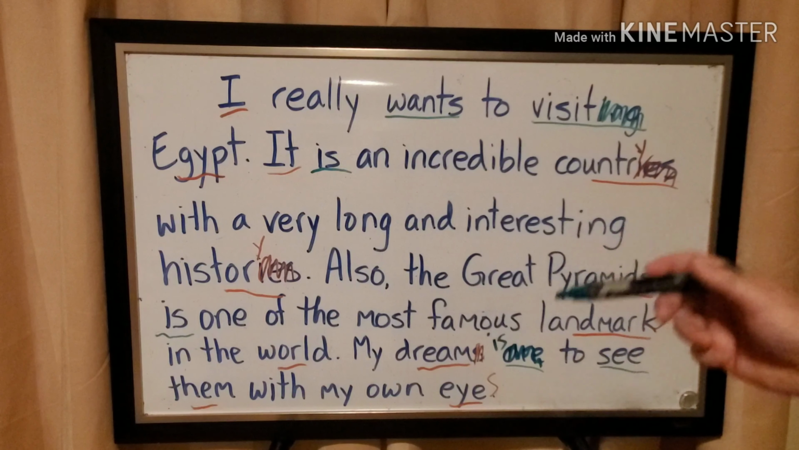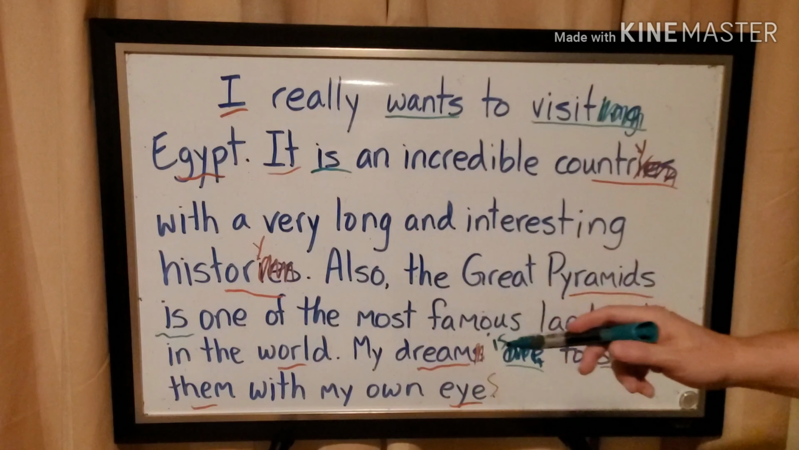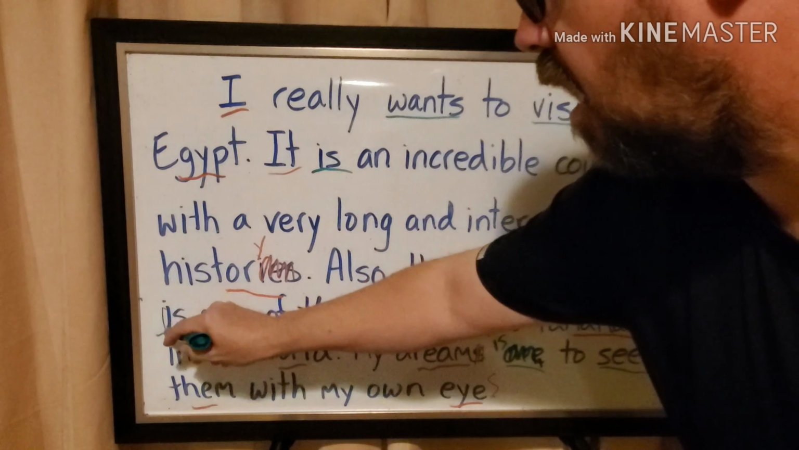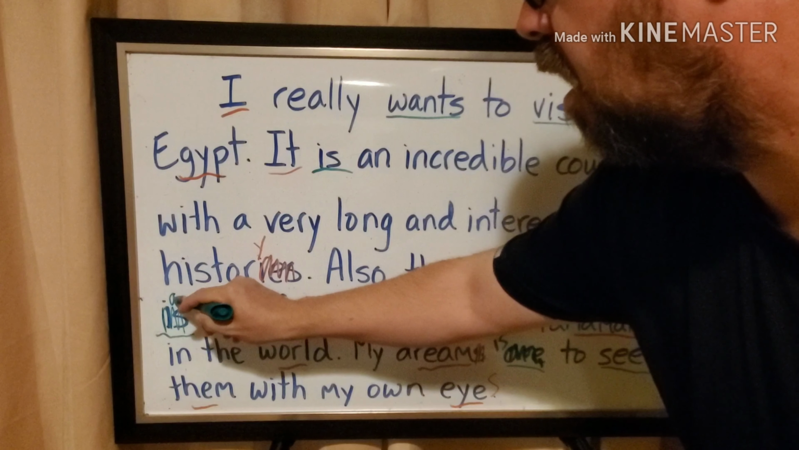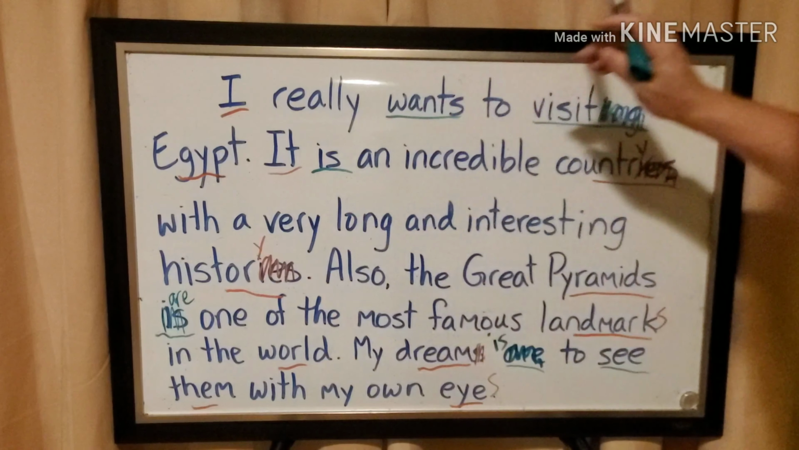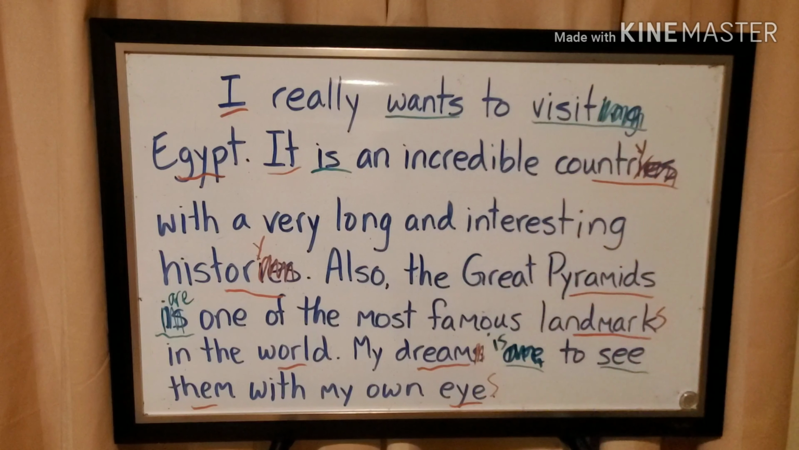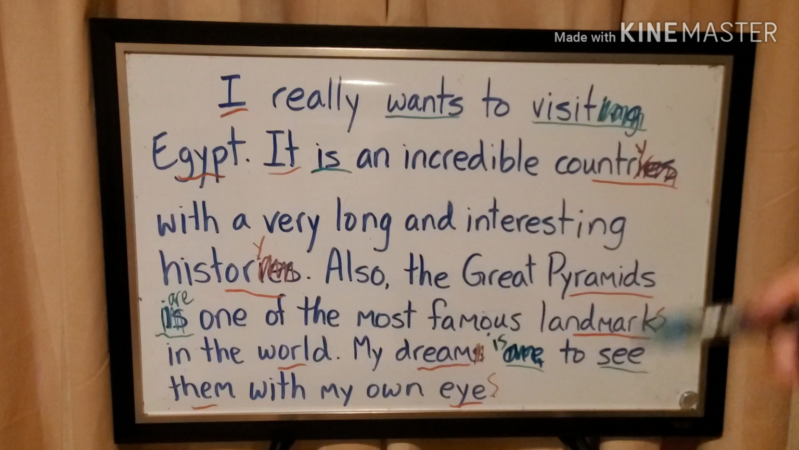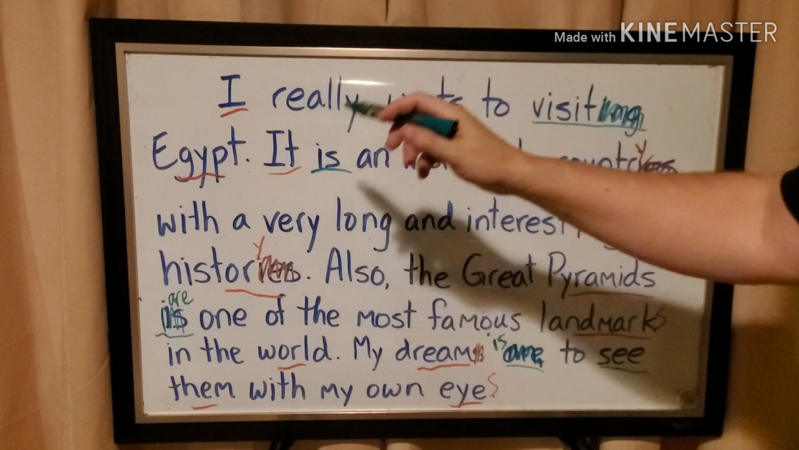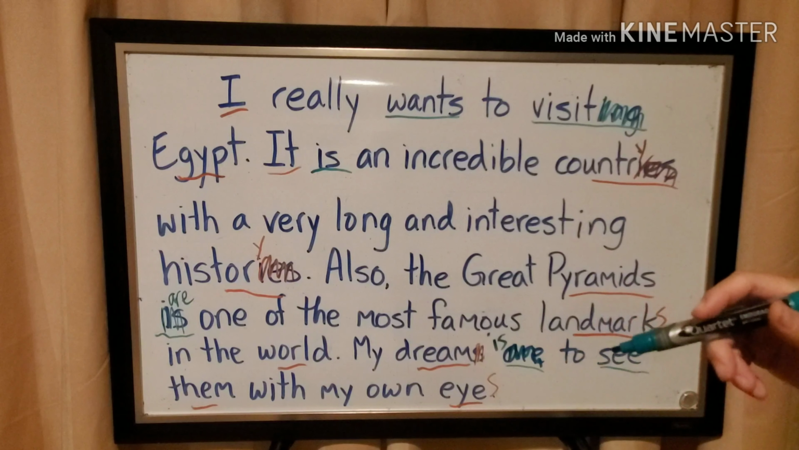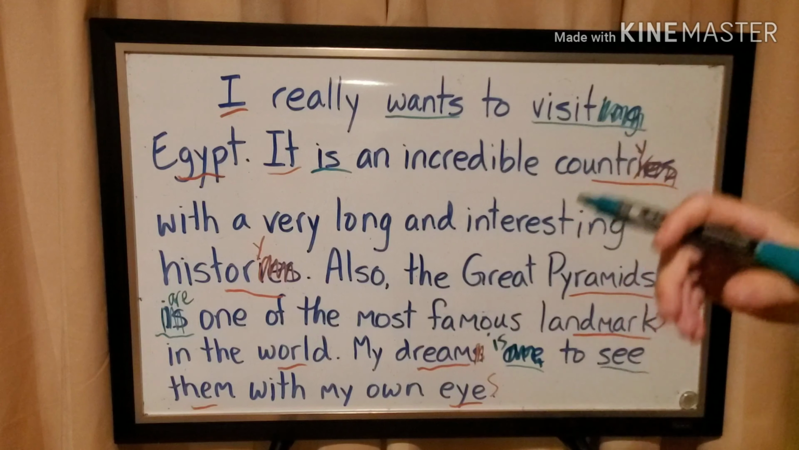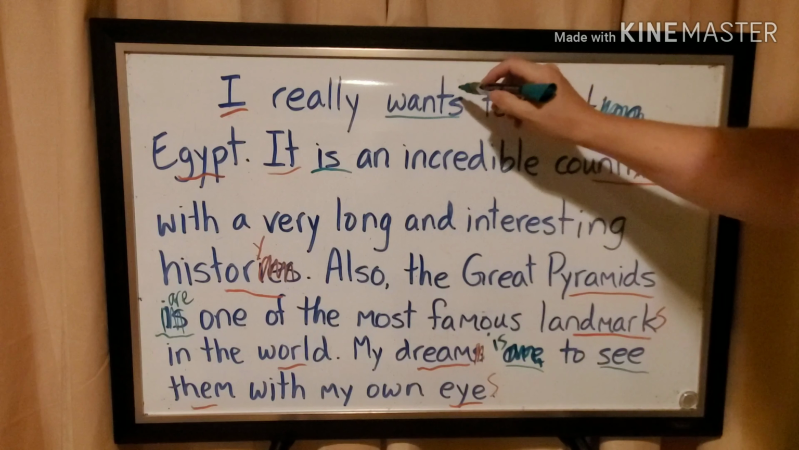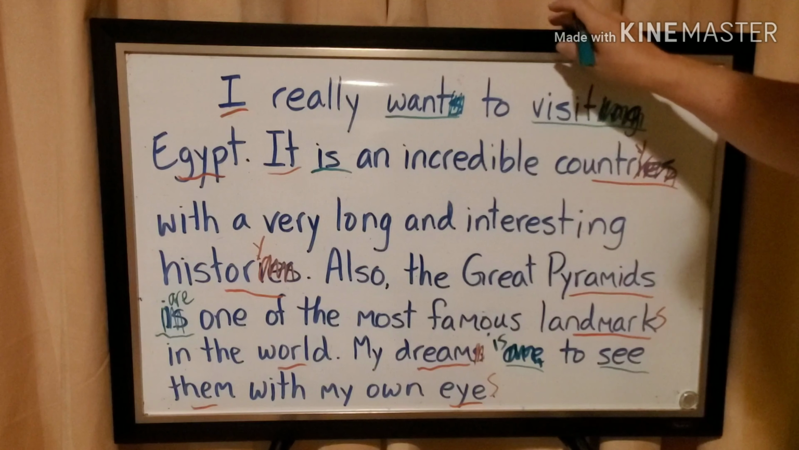Also, the Great Pyramids is? No. If we were talking about one pyramid, right, that'd be okay. But this should be are. Right? The Great Pyramids are. Nice. Let's go back. The next verb is. So it is. Yeah, that goes together. It is. The next one is I wants. Do we say I wants? No. He, she, it wants. I want.